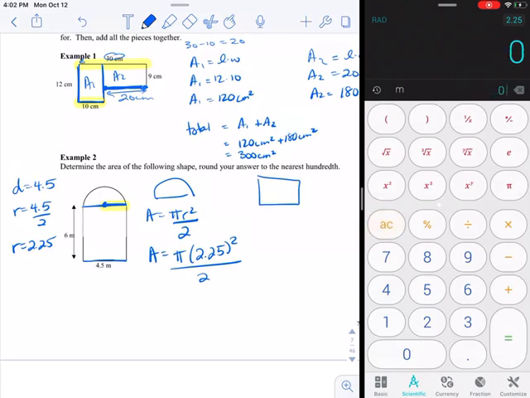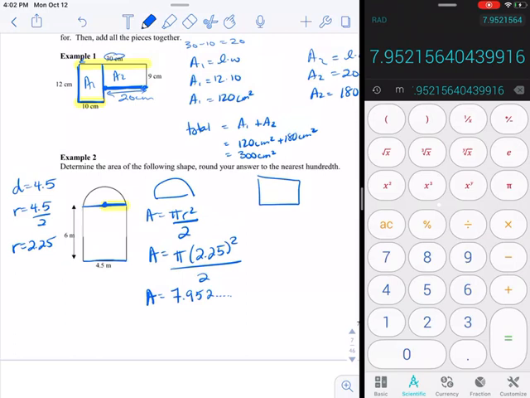So let's clear our calculator. Pi times 2.25 squared. Let's hit equals, and then we got to divide that by 2. So the area of this one is 7.952, etc. Okay.